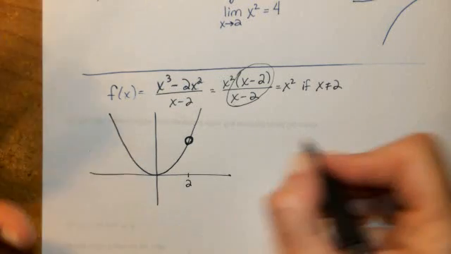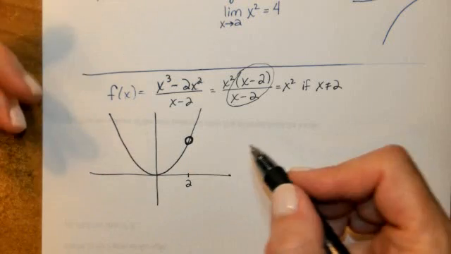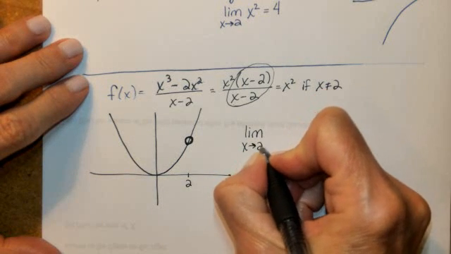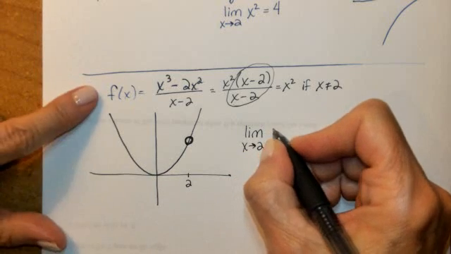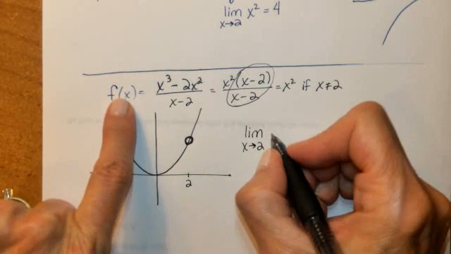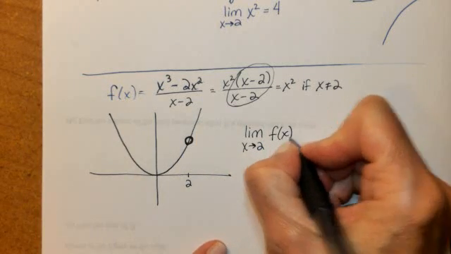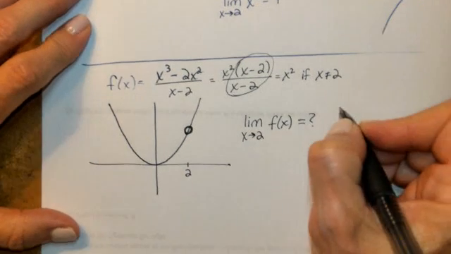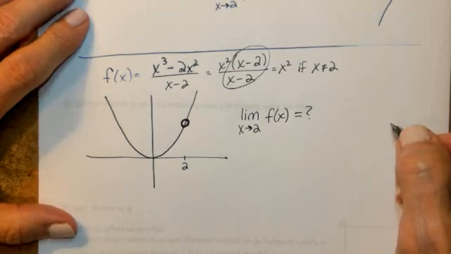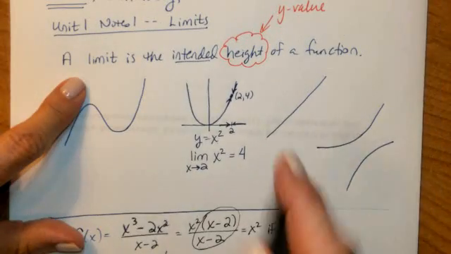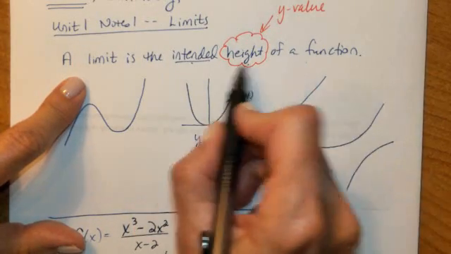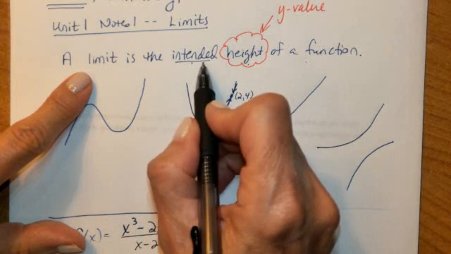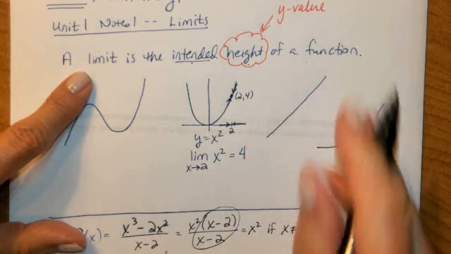So my question then, this becomes a more interesting example. What is the limit as x approaches 2 of this function? I could rewrite this, or I could just say f of x. Writing f of x is a little bit briefer, so that's what I'm going to do. So what is this limit now? Remember what I said at the very beginning. A limit is the intended height of a function. A limit is what the function wants to go to, even if it doesn't go to it.